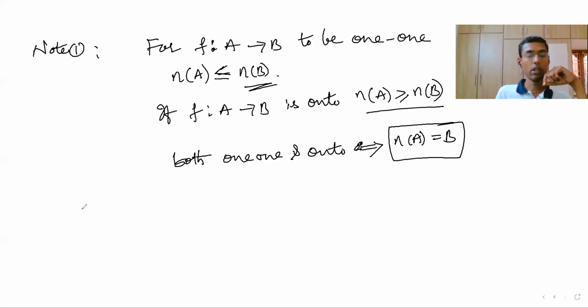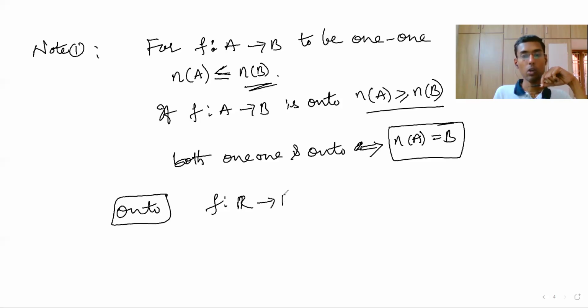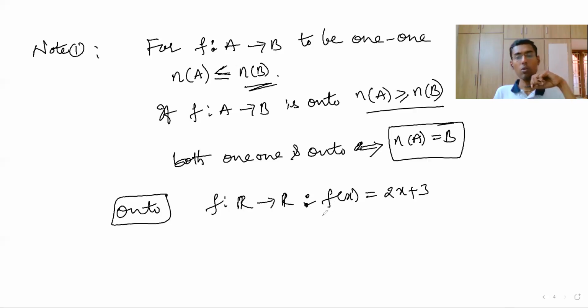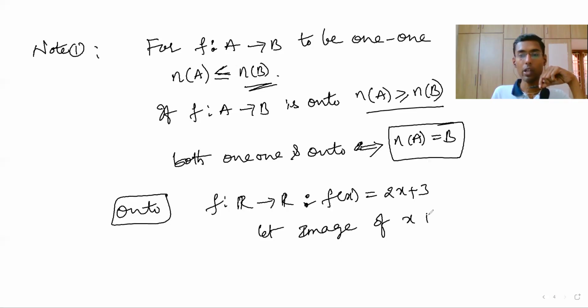Okay, but now let's check for onto. Onto, how do you check onto? Now f maps R to R, defined as f of x equals 2x plus 10. How do you check it's onto? We check: the image of x is y, or the pre-image of y is x. What does it mean? f of x equals y. That is, the pre-image of y is x.